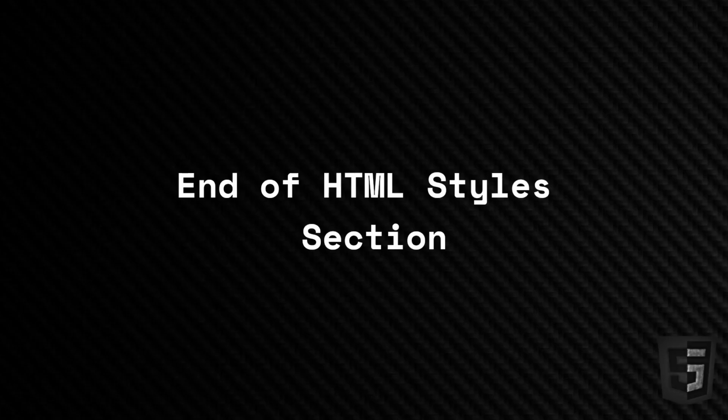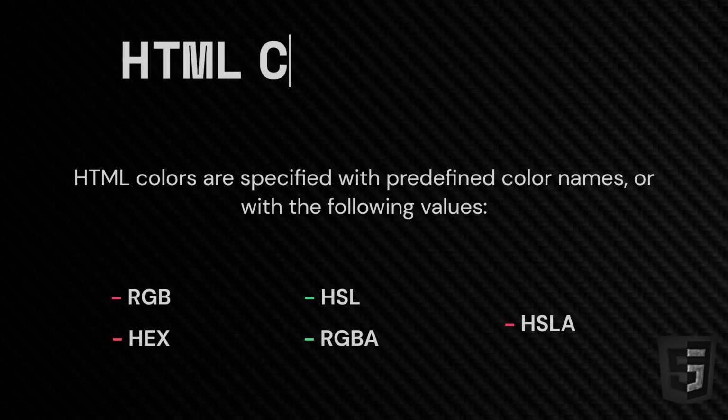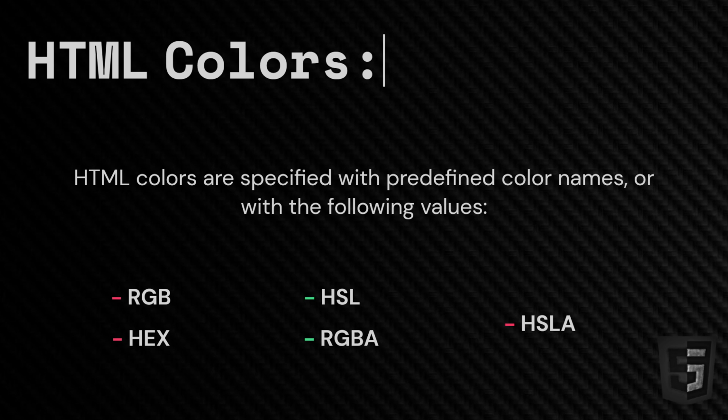This concludes the HTML style section and moves on to the HTML color section. HTML colors are specified with predefined color names, or with RGB, HEX, HSL, RGBA, or HSLA values. We will mention and show the meaning of each, but we will not go into too much detail because you will gain further knowledge with time.